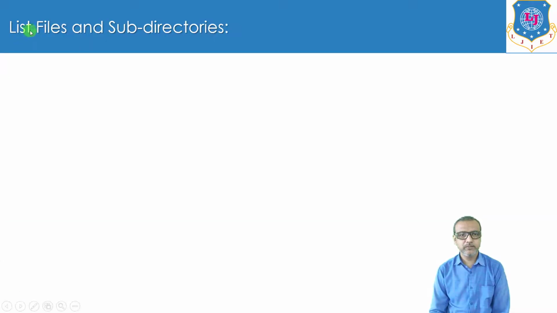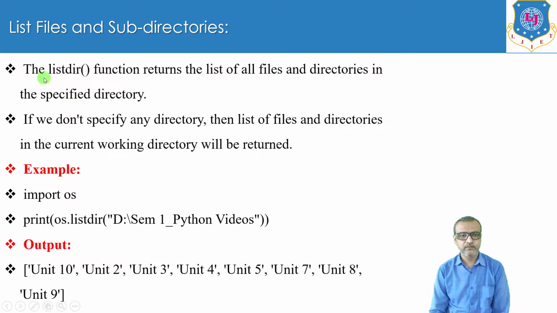Now we have this topic, that is list files and subdirectories. The listdir function returns a list of all files and directories in the specified directory. If we don't specify any directory, then the list of files and directories in the current working directory will be returned.